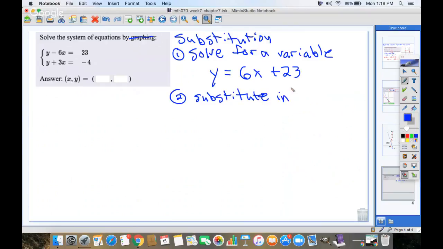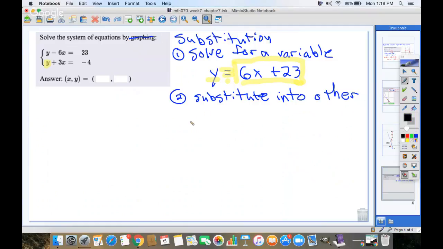I'm giving you a crash course in this whole chapter. So what does that mean? Well, my equation here claims that y equals 6x plus 23. So anywhere else I see a y, I should be able to replace it with 6x plus 23 because they are equal. So I'm going to replace this into the other y over there.